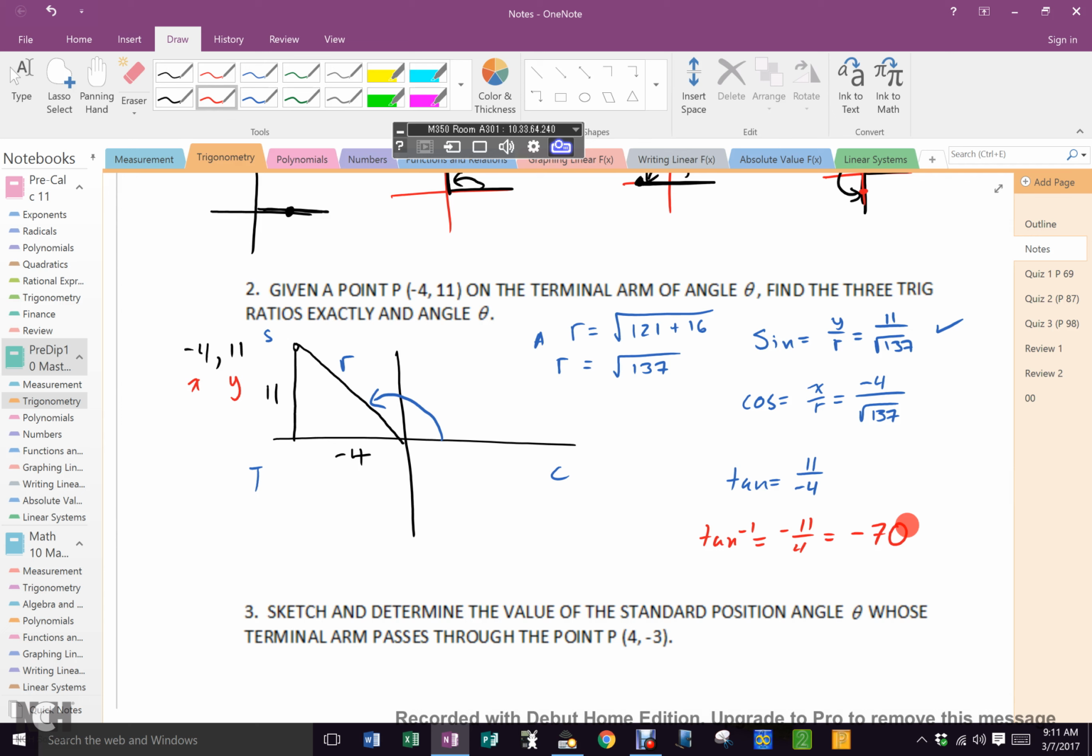Look at the drawing and think about it. Where was the 11 and 4? Right here, yes? So where's the 90? Right here, yes? Tan is opposite and adjacent, yes? So there's my opposite, there's my adjacent, yes? So the 70 must be right here. Understand? And since it's -70, do I go clockwise or counterclockwise? Clockwise. So this is 70. So what is this? 110.